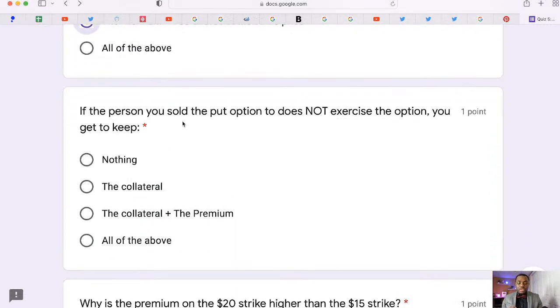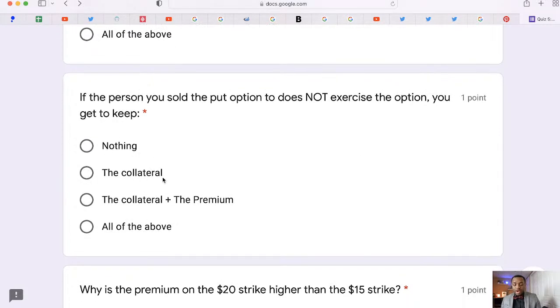So now let's see. If the person you sold the put option to does not exercise the put option, then what'll happen? You get to keep nothing? No. You get to keep the collateral? You do get your collateral, but there's more. You get the collateral that you put up. For example, in the NEO one, where it was 2,000, you'll get that 2,000 back, and you also get to keep that $87 in premium.